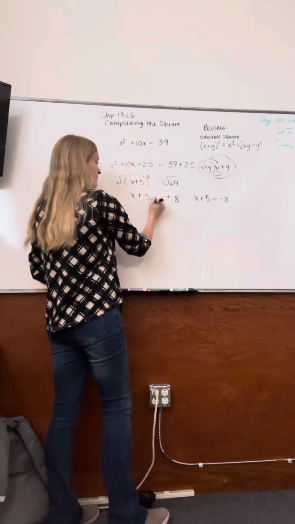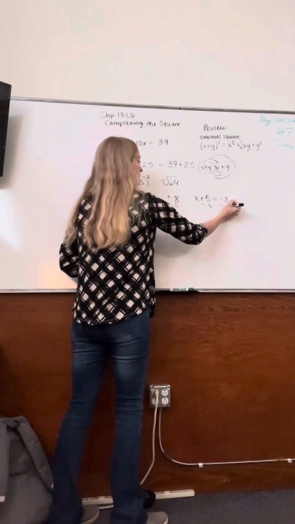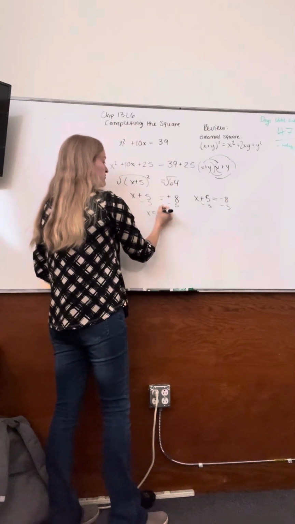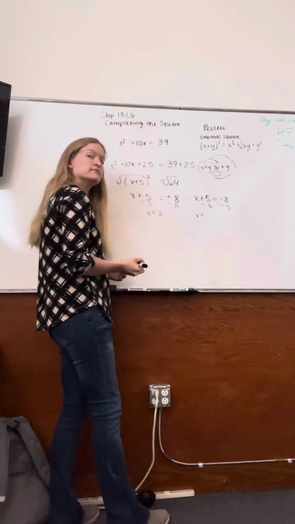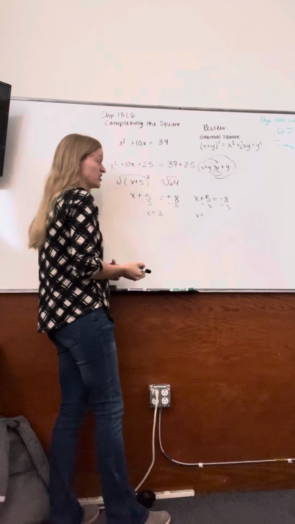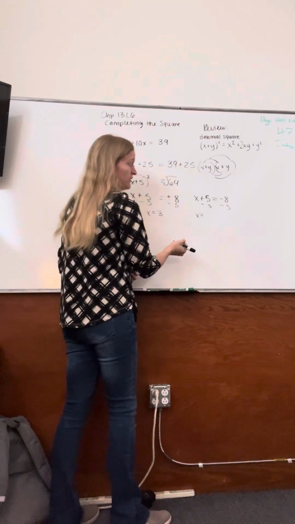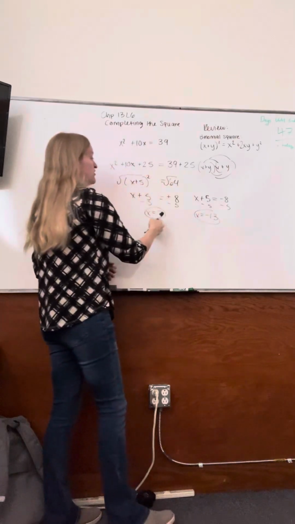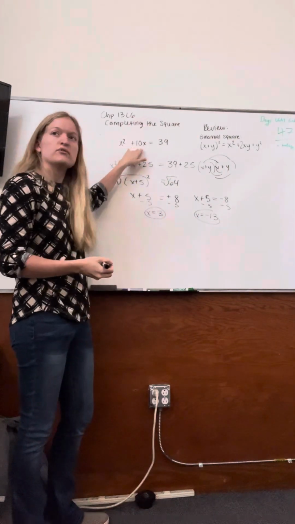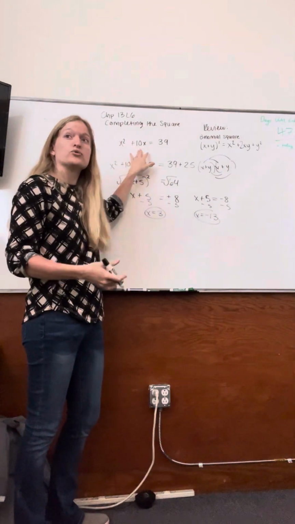We'll subtract 5 from both sides. This x equals 3, and this x equals negative 13. So these are the two answers for x. Now we do want to check them in the original equation and make sure they are both true.